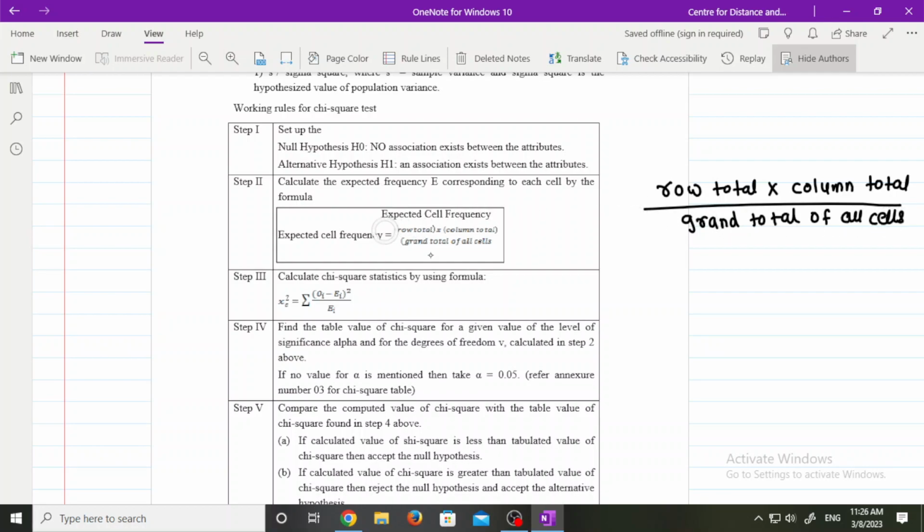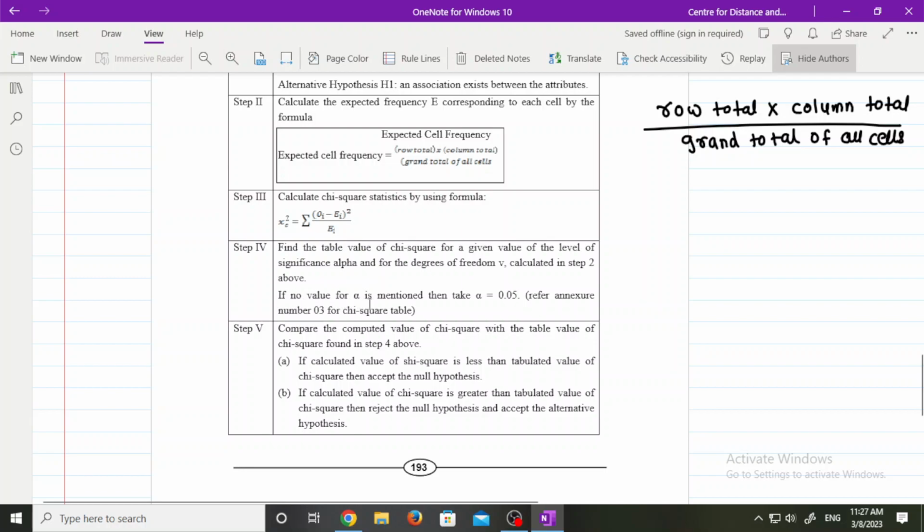This is our formula for expected cell frequency: row total into column total, whole divided by the grand total of all cells. Then in step 3, we have to calculate the chi-square statistic using the formula chi-square is equal to summation (OI minus EI) whole square divided by EI. Then in step 4, find the table value of chi-square for a given value of the level of significance alpha and for the degrees of freedom V calculated in step 2 above.